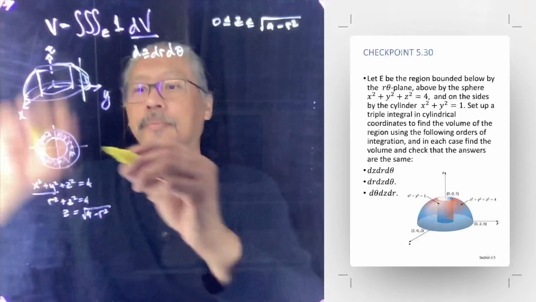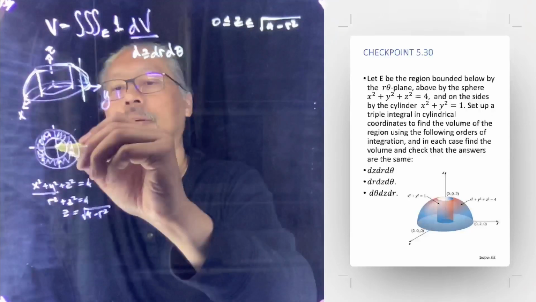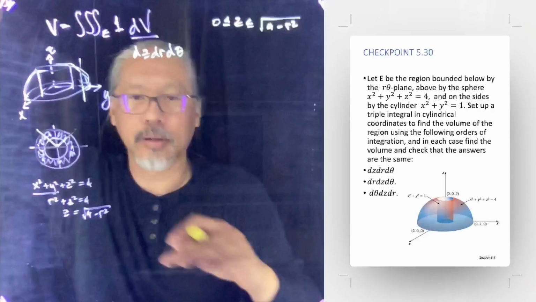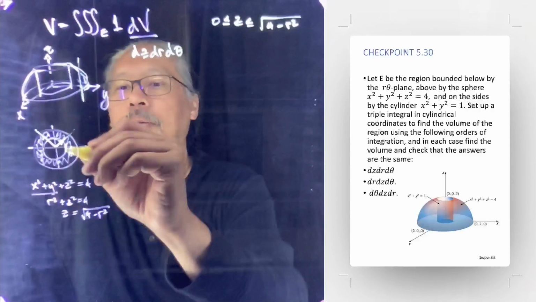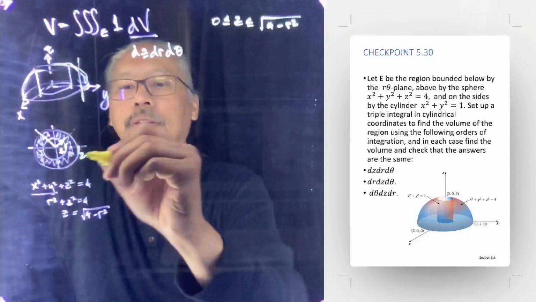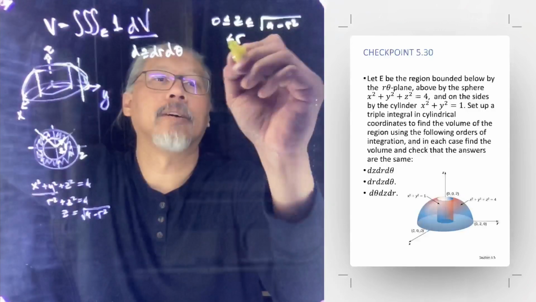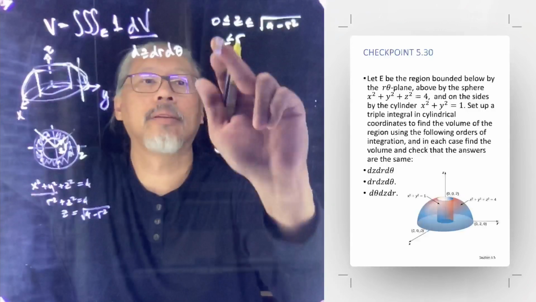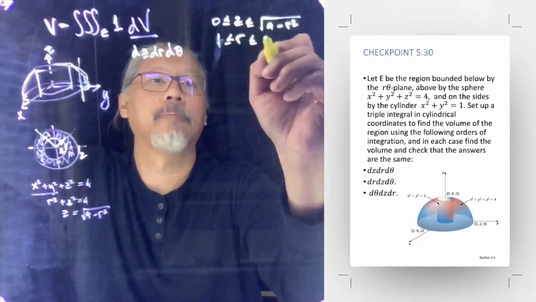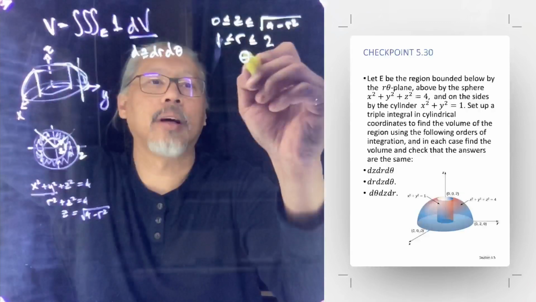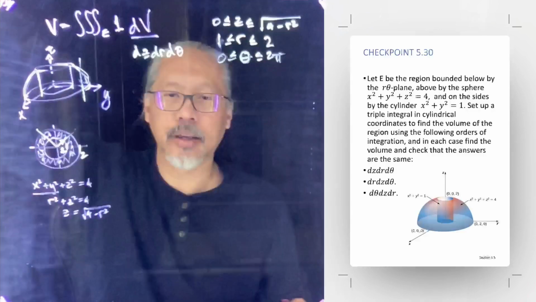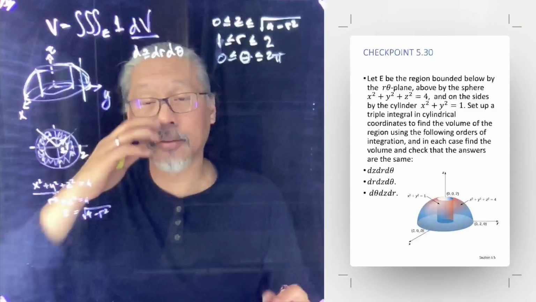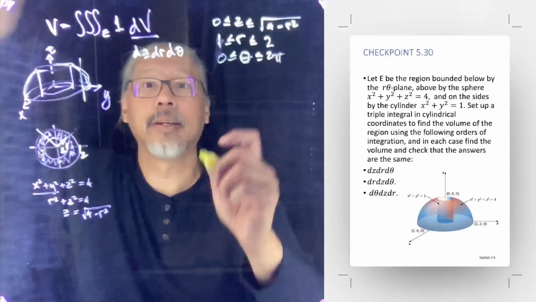Now r would be a radial distance, and like in polar coordinates, we can look at it in 2 dimensions. And we see this is going to go from 1 to 2. So our r limits go from 1 to 2. And then our theta goes all the way around from 0 to 2 pi. So that'll take care of all of this that we're talking about.